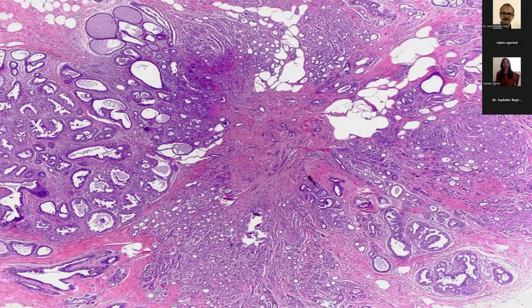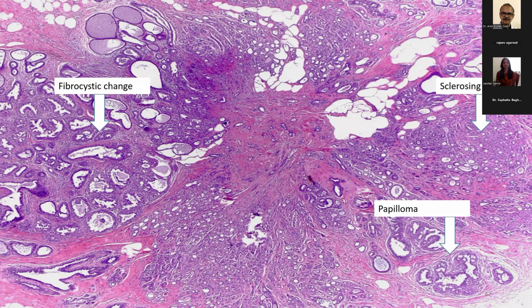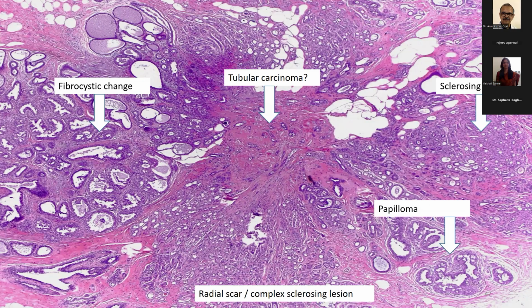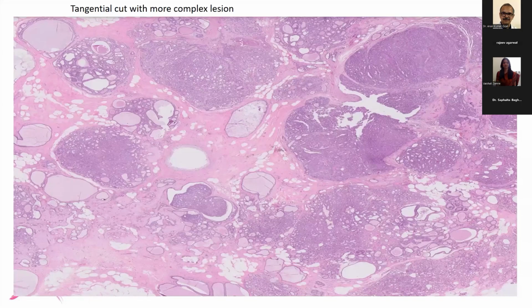Now we come to what I call a khichdi in breast cancer. This is a lesion that has everything that breast pathology shows. Number one, it will show you sclerosing adenosis. Number two, it will show you papilloma. It will show you fibrocystic change and a central, very proliferating tubular element, which somebody might just call tubular carcinoma. So that's your radial scar. And when it's a substantially hard, big lesion, we call it a complex sclerosing lesion.